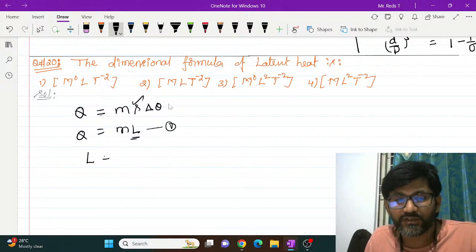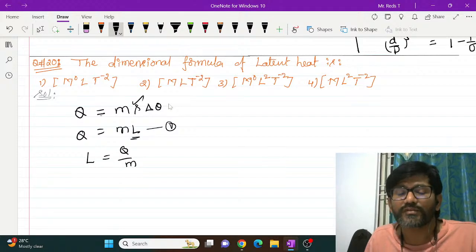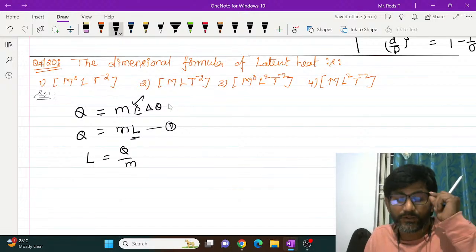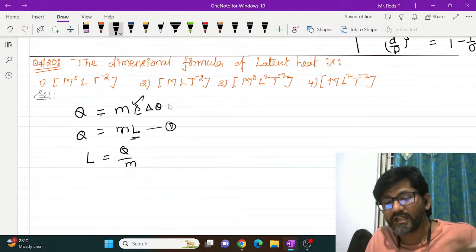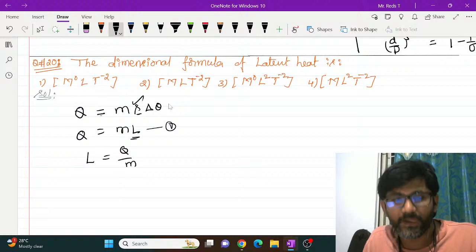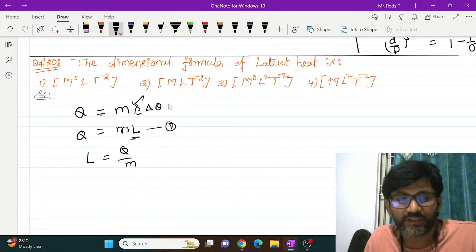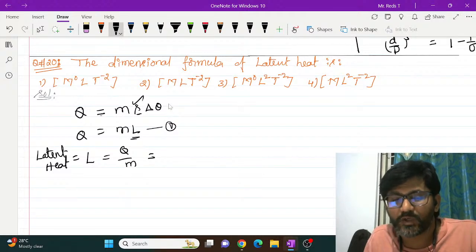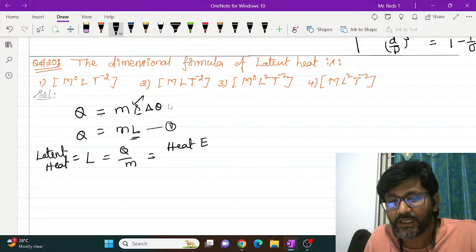So latent heat L is equal to Q by M. Here S is specific heat capacity, and here latent heat capacity is L. So units of both specific heat and latent heat are different, and dimensional formulas are also different. Now as L is equal to Q by M, where Q is heat, M is mass. Heat is nothing but energy. We can call it heat energy, where Q is heat energy, and M is mass.